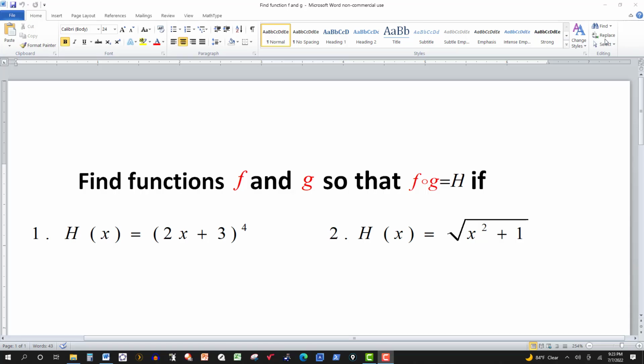Hey, got another video on composite functions. This will probably be the last one, maybe another one, and then we'll move on to even and odd functions.